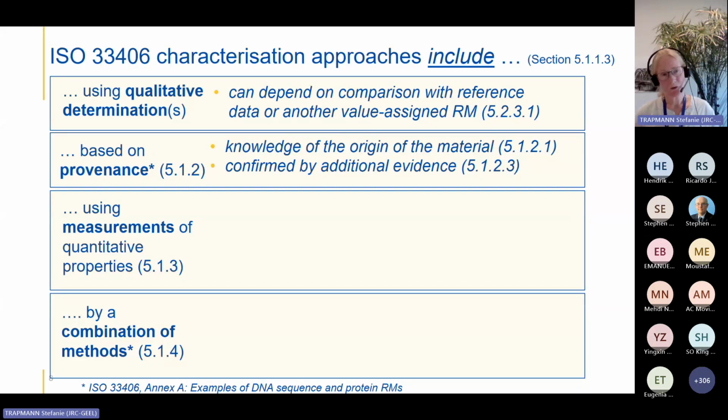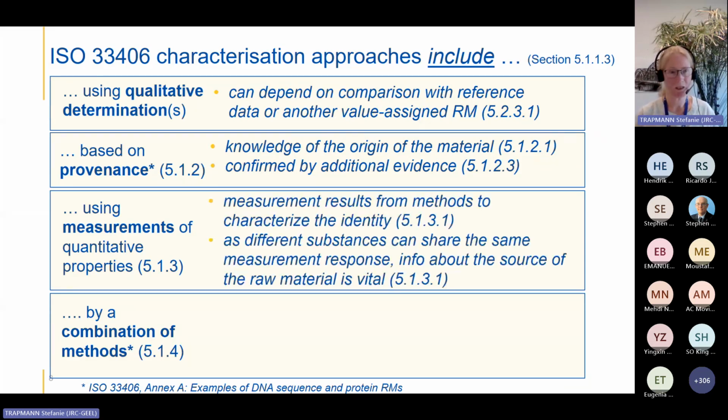But you could also use measurements, and I really mean measurements here, so measurements of quantitative properties, which can then be used to characterize the identity of a reference material. You have to, however, be aware that different substances can share the same measurement response, so the response to a quantitative measurement. Information about the source of the raw material is also vital.